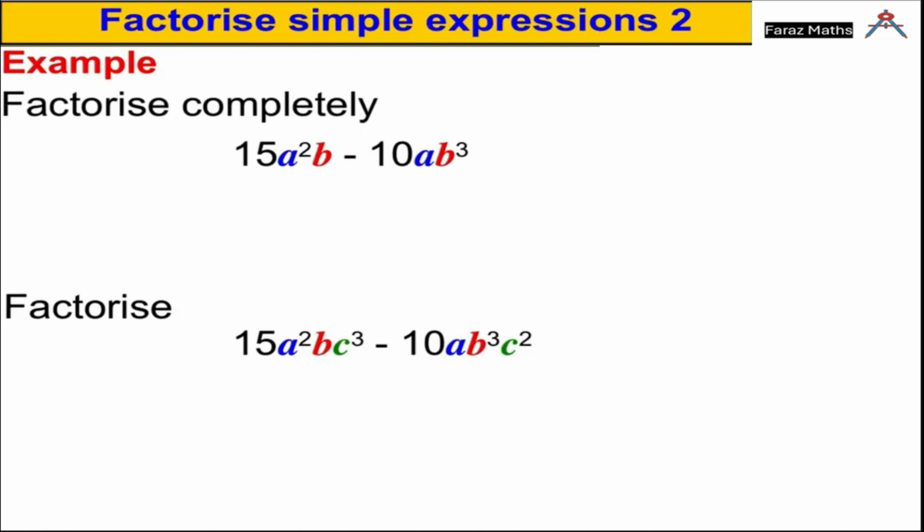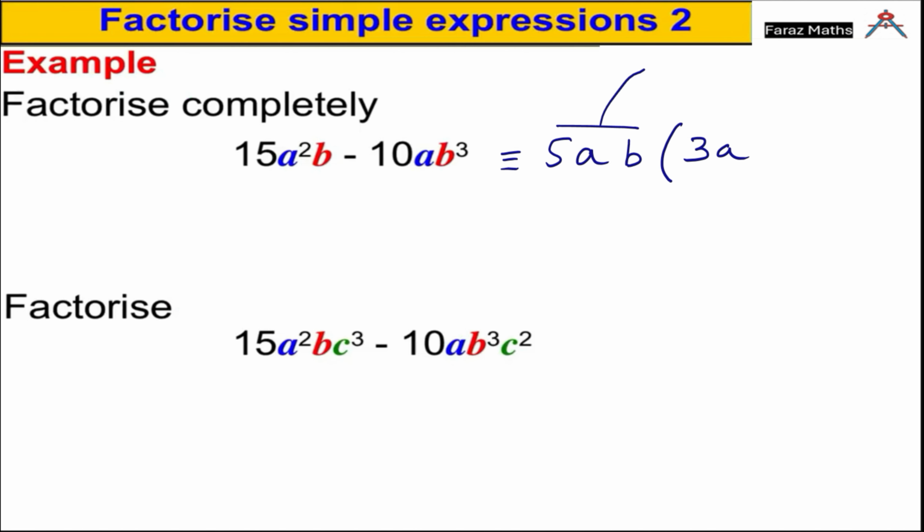Okay, coming to the next. Pause the video and try these questions by yourself. So in between 15 and 10, 5 is the HCF. In between a square and a, a is the HCF. In between b and b cube, b is the HCF. Then make the bracket. Now you have to think, 5 times what will give you 15? 5 times 3 will give you 15. A times a will give you a square, and b is already outside.